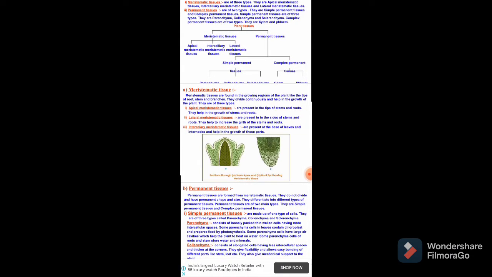Plant tissue is divided into two parts: meristematic tissue and permanent tissue. Meristematic tissue is divided into three parts: apical meristematic tissue, intercalary meristematic tissue, and lateral meristematic tissue. Permanent tissue is divided into two parts: simple permanent and complex permanent tissue. Simple permanent is divided into three parts: parenchyma, chlorenchyma, and sclerenchyma. And complex permanent tissue is divided into xylem and phloem.